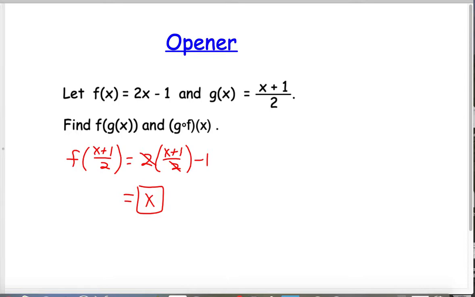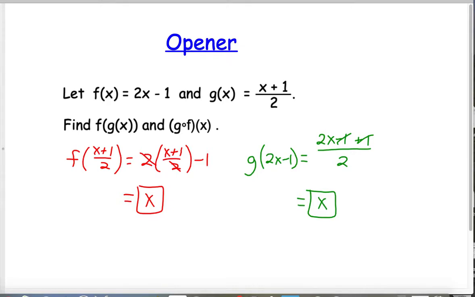Okay, now let's do g of f of x. So I'm going to send f to g. So I'm going to send 2x minus 1 into the g function for x. So I'm going to put 2x minus 1, and then I have plus 1 over 2. Well, as you can see, the 1's cancel, that's 0, and then 2x divided by 2 is just 1x. So we get g of f of x equals x.